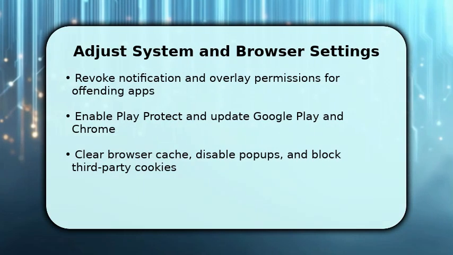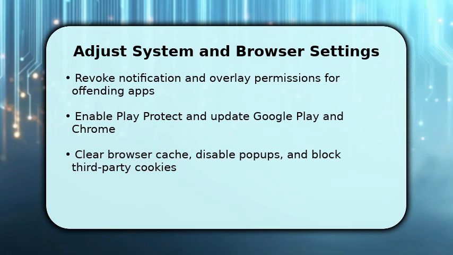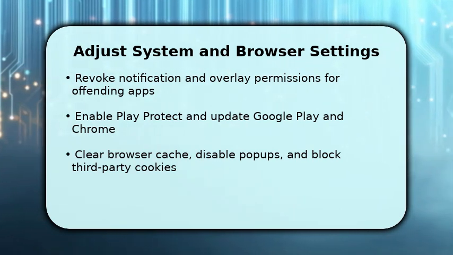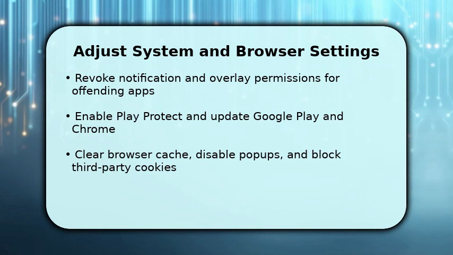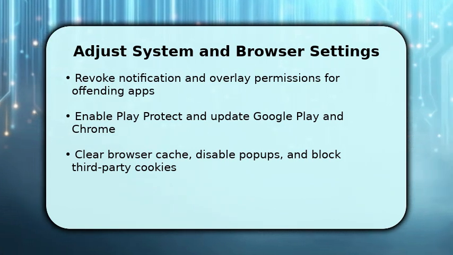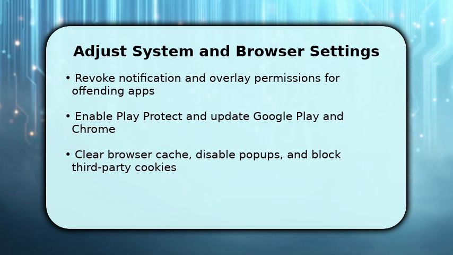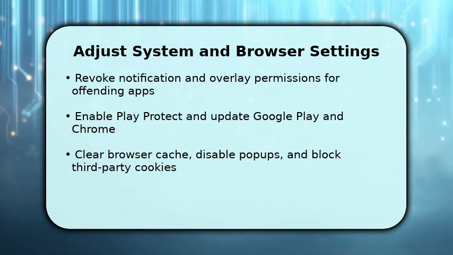Next, you change system and browser defenses so ads can't return. Go to Notifications and revoke push permission for any app showing ads, and remove draw over other apps access if present. Enable Play Protect in the Play Store and update Google Play services and Chrome to close vulnerabilities.